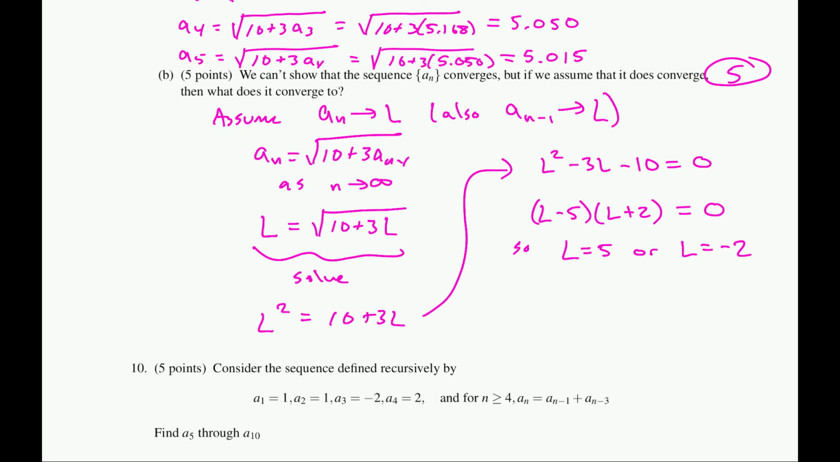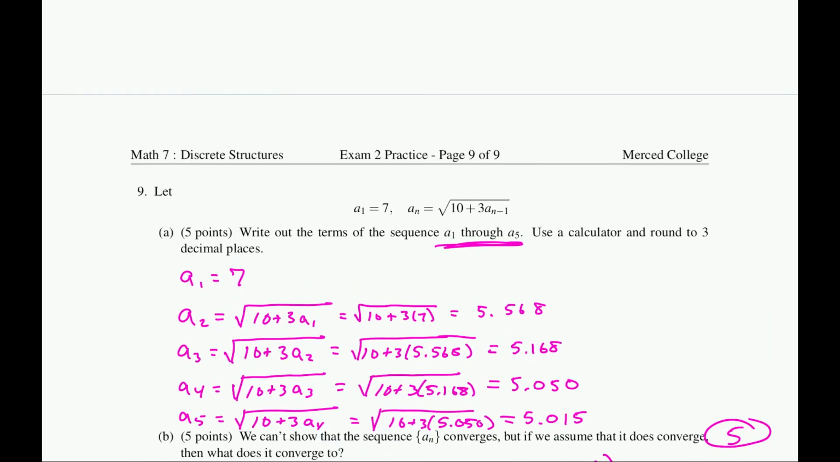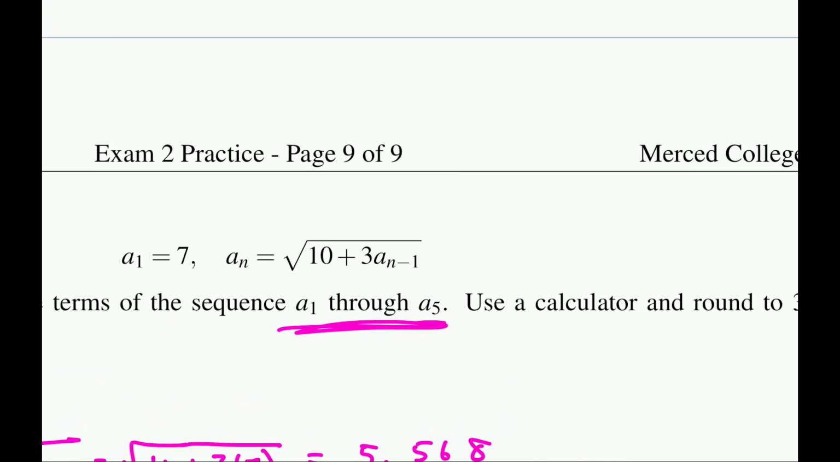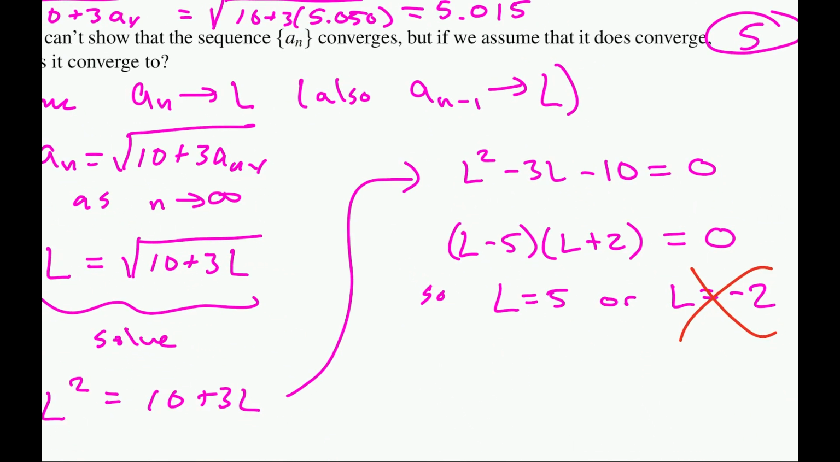Now it could not possibly be -2 because of the way the sequence is defined, right? All of the terms in the sequence come from a square root, and you can't take the square root of a negative number. And when you take the square root of a positive number, you're going to get a positive number. So there's no way that this could possibly be going to -2. So you just throw that out and you just take L equals 5.